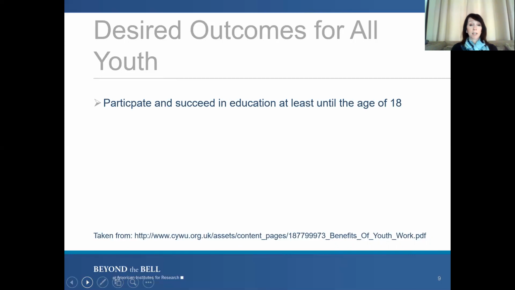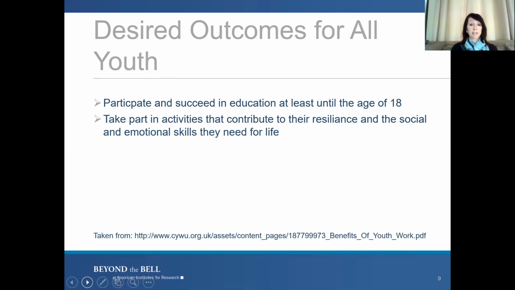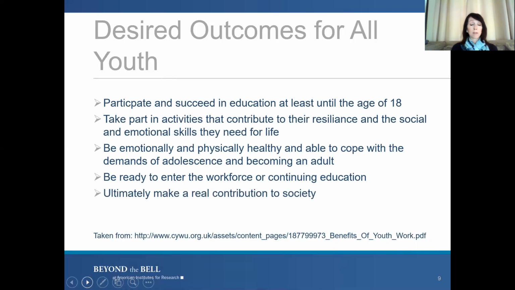Desired outcomes for all youth include participate and succeed in education at least until the age of 18, take part in activities that contribute to their resilience and the social and emotional skills they need for life, be emotionally and physically healthy and able to cope with the demands of adolescence and becoming an adult, be ready to enter the workforce or continuing education, and ultimately make a real contribution to society.